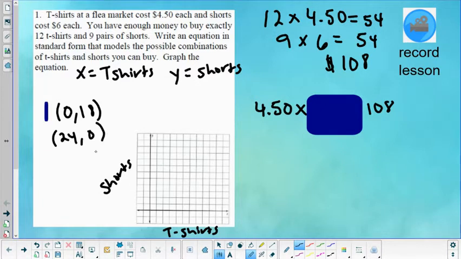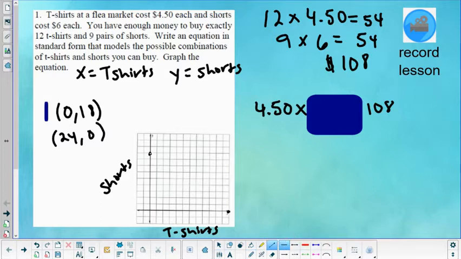Okay. So looking at this, I have to go all the way up to 24 on my x value. So I don't know if I can count by ones. I don't think there's enough room there, but maybe 2. So 2, 4, 6, 8, 10, 12, 14, 16, 18, 20, 22, 24. We'll call that 24 right there. Okay, and then my other one is 0, 18. So I'm going to go up to 18, 2, 4, 6, 8, 10, 12, 14, 16, 18. And then I can connect my dots with a line.